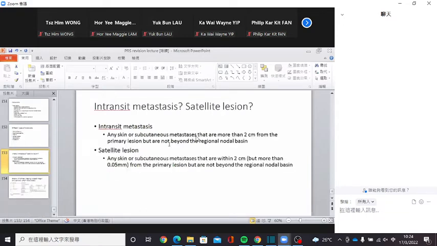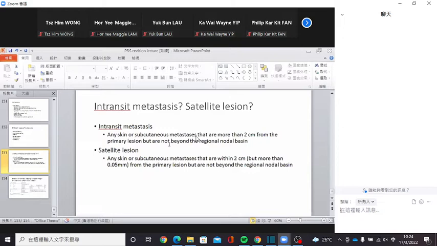So what do we classify as in-transit metastasis or satellite lesion? I think for this one, you might need to know a bit. An in-transit lesion is any skin or subcutaneous metastasis that's more than 2 cm from the primary lesion, but not beyond the regional nodal basin. So that we call in-transit. So more than 2 cm. A satellite lesion is any skin or subcutaneous metastasis that is within 2 millimeter from the primary lesion and not beyond the regional nodal basin.